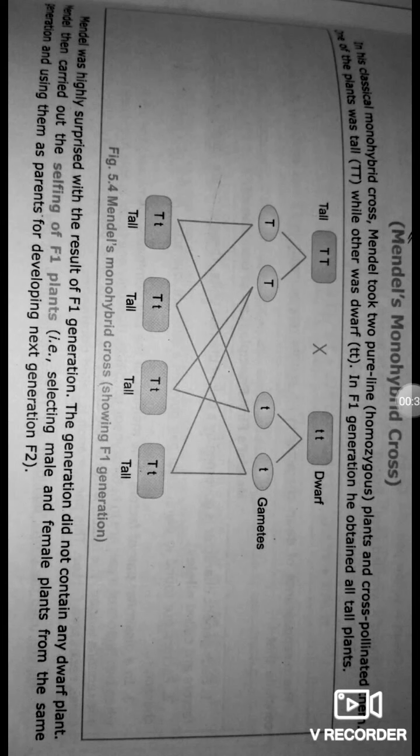Chapter 5, the principles of inheritance and variations. First of all, we discuss Mendel's experiments and laws of inheritance. Gregor John Mendel played the most remarkable role in establishing the principle of heredity.